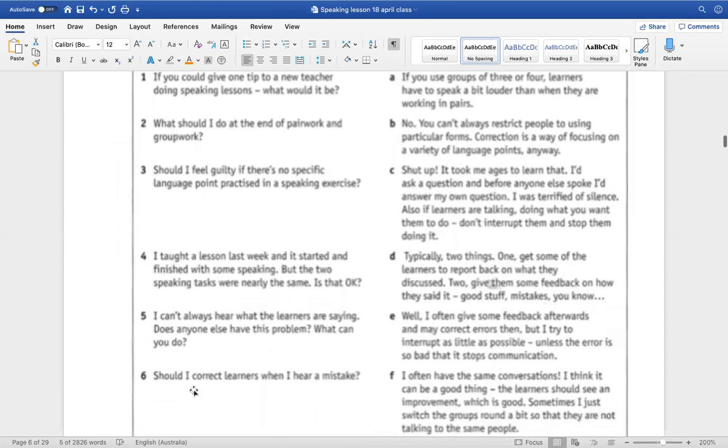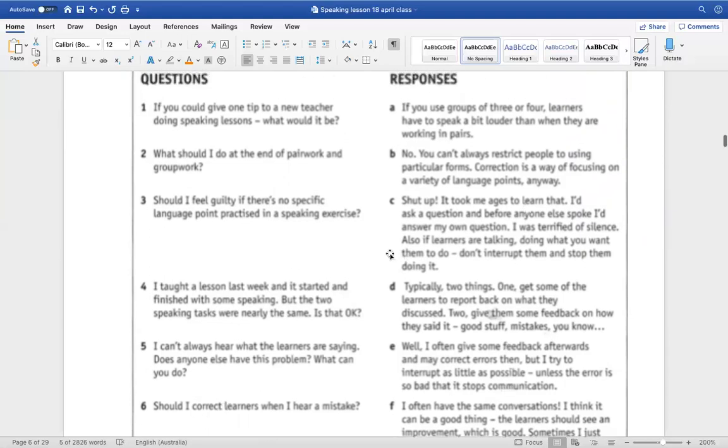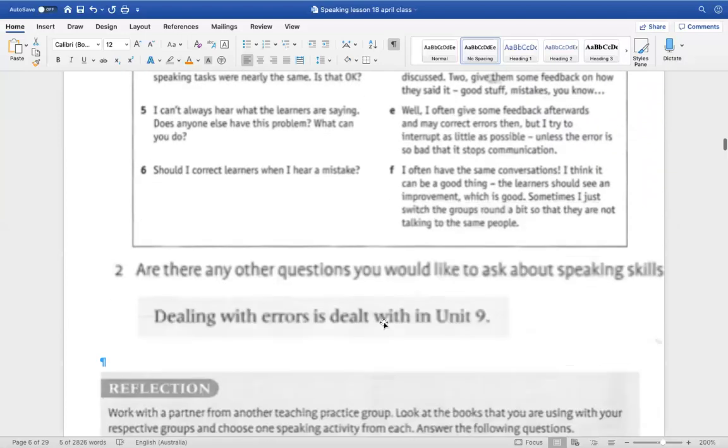Yeah, I think this one went with this, 6 was E. So I often give some feedback afterwards and may correct errors then, but I try to interrupt as little as possible unless the error is really, really bad. So if they're doing a fluency-based activity, unless it's a really bad error, I don't know, one that'll take them way off on a tangent or something, we wait till the end. So we had to match all of these. The answers are on WhatsApp if you want to check later.